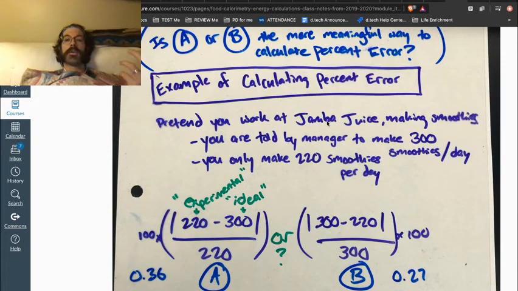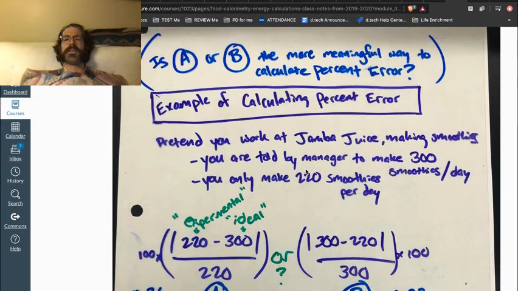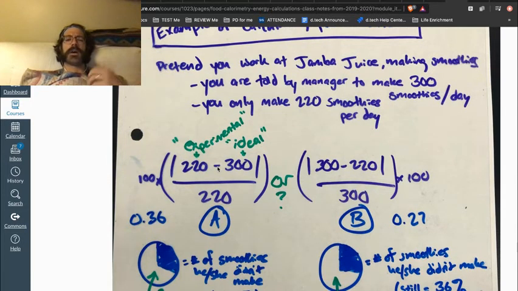So here's an example. Pretend you work at Jamba Juice. You make smoothies. You are told by your manager to make 300 smoothies per day, but you only make 220 smoothies per day. So what's your percent error, right? What's more meaningful? So what you want to do is find the difference between those numbers, first of all. Okay. And that's why we use absolute value mathematically. You can say 220 minus 300 or 300 minus 220, and then take the absolute value, and your number in the numerator here will always be positive. So it doesn't really matter which way you subtract.